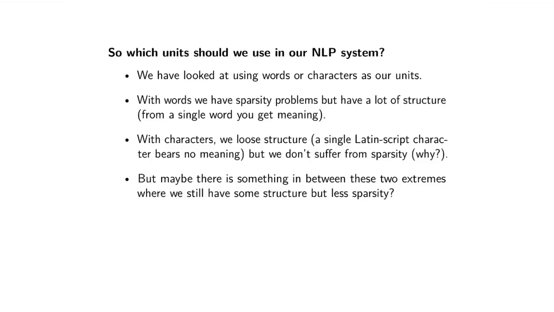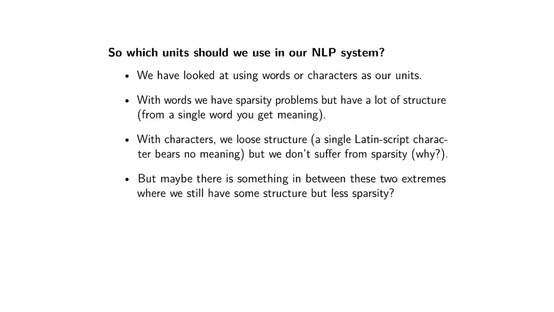We've looked at words. That's kind of one option. We've looked at characters. That's another option. And they have benefits and disadvantages. Words are nice because in many languages you can split them at the word boundary, and they've got a lot of structure. If I show you one word, you can probably get the meaning from that. But we have this massive sparsity problem: you're going to have to deal with words that you've seen once or twice or zero times in your training data.